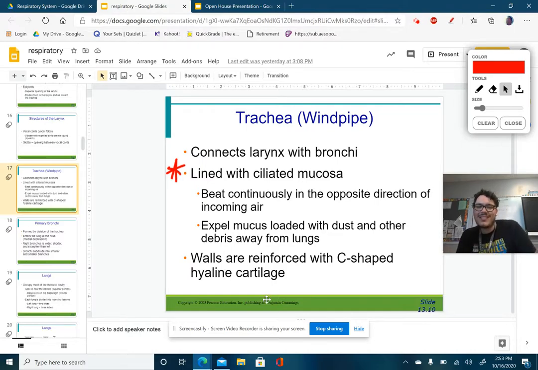Walls are reinforced with C-shaped hyaline cartilage. So these cartilage rings just help to reinforce the trachea so that if you turn your head left to right, up or down, you can still breathe effectively. It's the same cartilage that's found in the larynx, the same cartilage that's found in the bronchi, which we're about to talk about. So it's all the same.